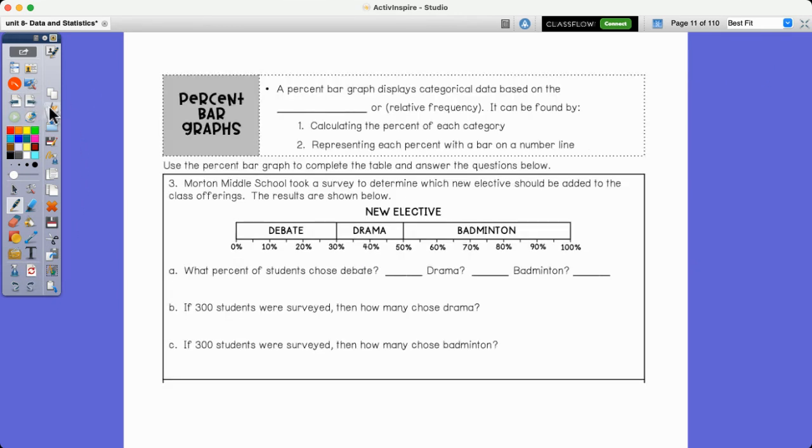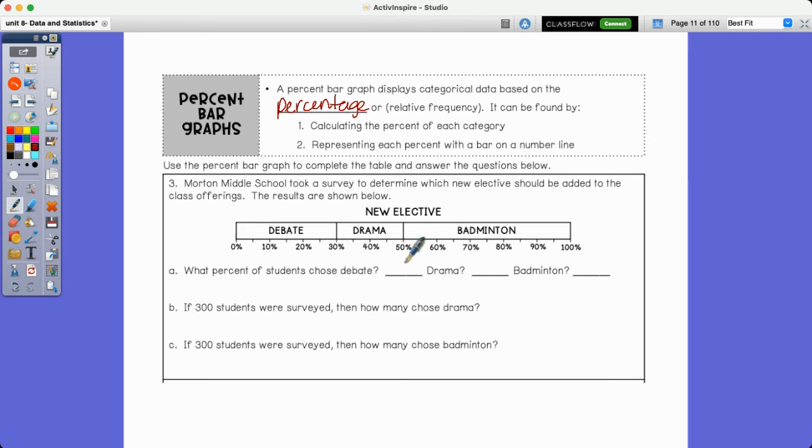Okay, percent bar graphs display categorical data based on the percentage or relative frequency. It can be found by calculating the percent of each category and then representing each percent on a bar in a number line. They're usually colored. They're usually pretty when you're done. What you do have to do is make sure it adds up to 100. And so you're just going to read this.